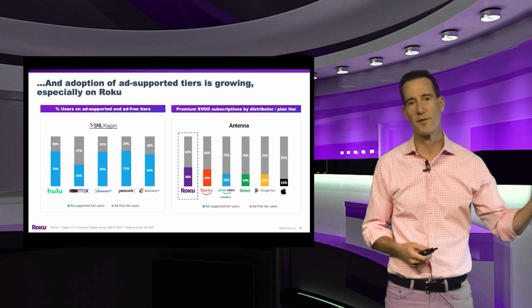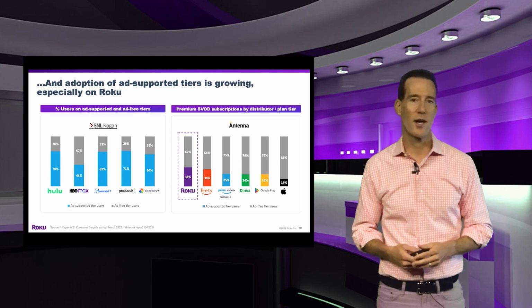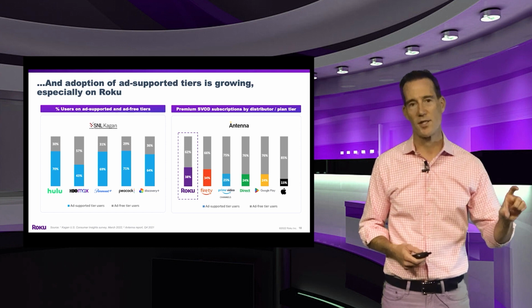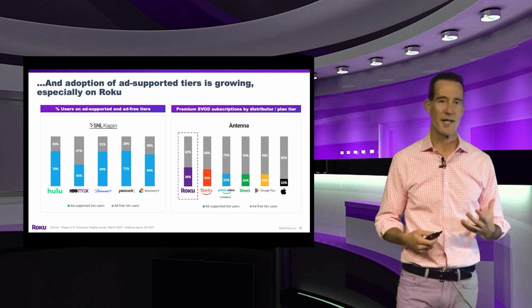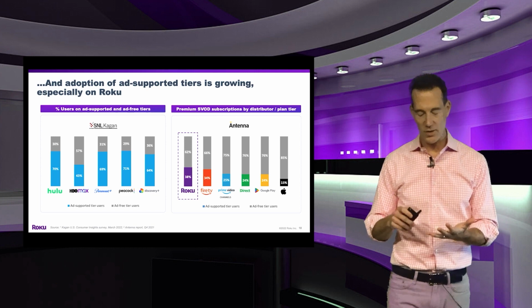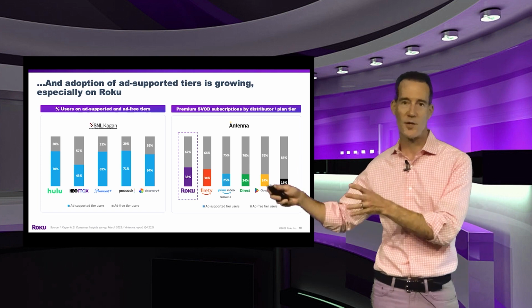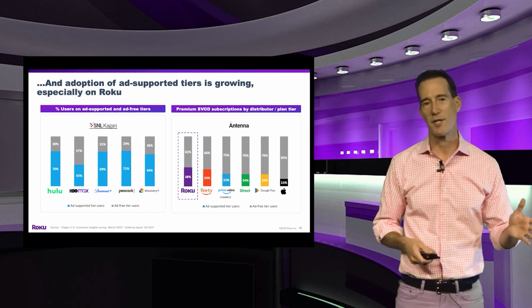So the chart on the left is from Kagan, and this represents the percentage of users that are on advertising-supported tiers on these major services. With the exception of HBO Max, that was later into the advertising-supported business, nearly two-thirds to three-quarters of users, when given the choice to go ad-free versus pay less with ads, are opting to pay less with advertising.